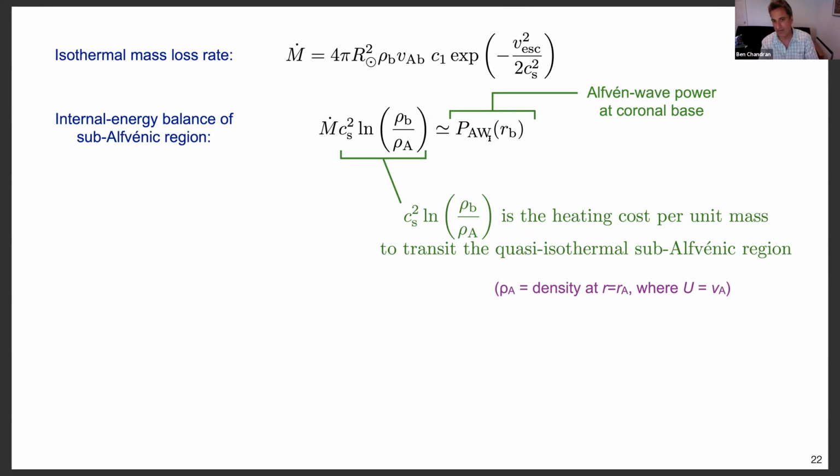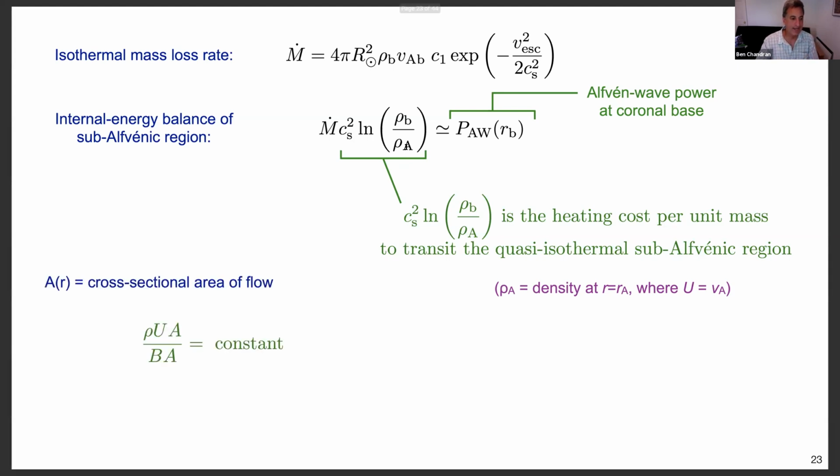So roughly, at the back of the envelope level, the heating power of this region is approximately the Alfvén wave power at the coronal base. So this is another equation for CS squared, but it's not far enough because we have some more unknowns here, this ratio rho B over rho A. Let's fold in some more physics and see if we can close this set of equations.